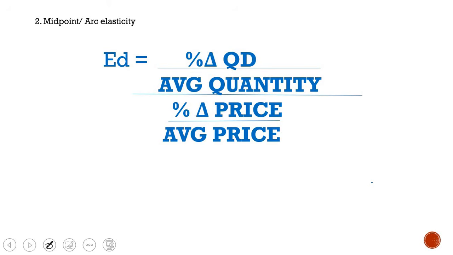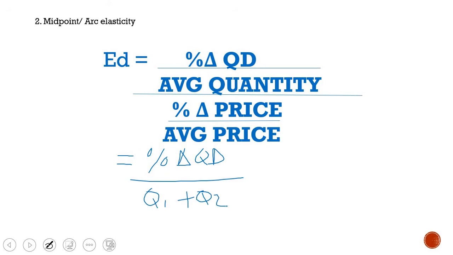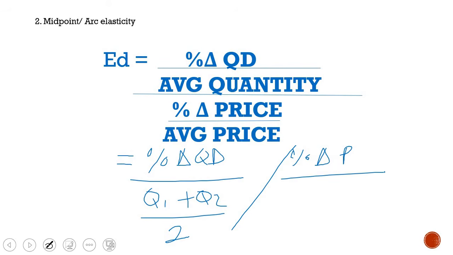So I'm not going to rewrite percentage change in quantity demanded and percentage change in price because we know that is new minus old over old times 100. So here you're going to say percentage change in your quantity demanded over your average quantity, which is your old quantity plus your new quantity over 2 to get an average. All over your percentage change in price over your average price, which again is your old price plus your new price over 2 to get an average.